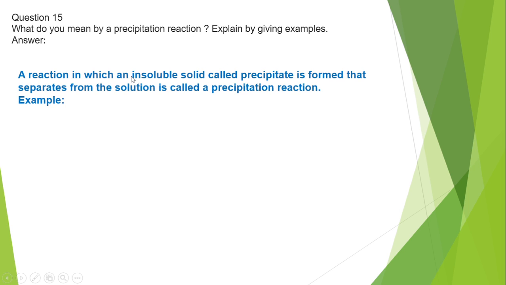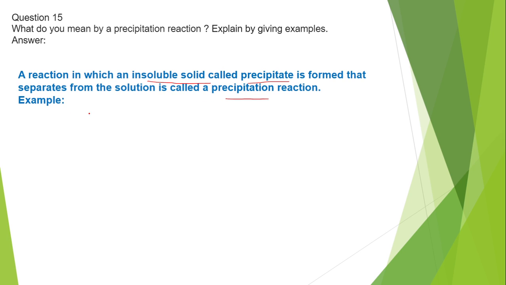Next question. What do you mean by a precipitate reaction or precipitation reaction? You have to explain by giving examples. So what is precipitate? Precipitate means insoluble solid formed in a solution. The reaction in which insoluble solid is formed along with the product is called a precipitation reaction.